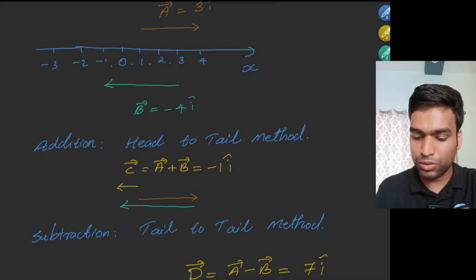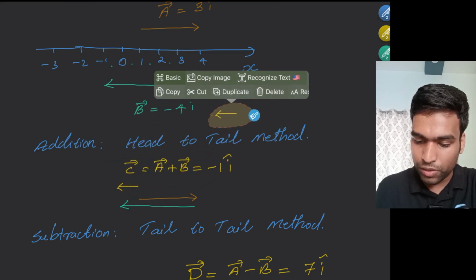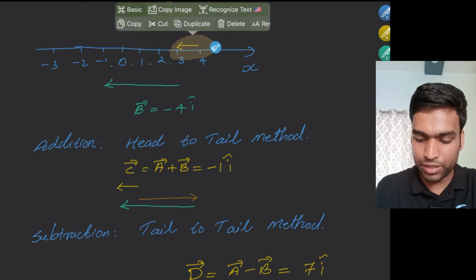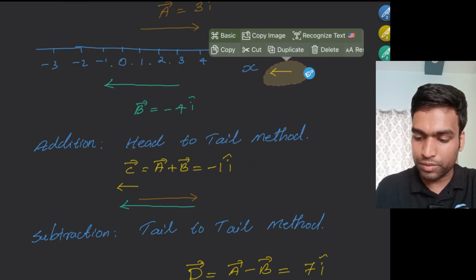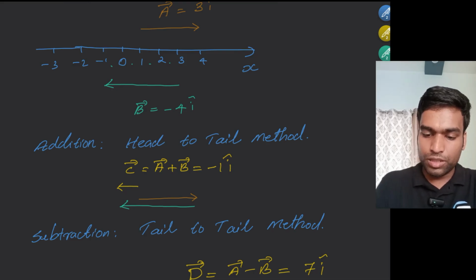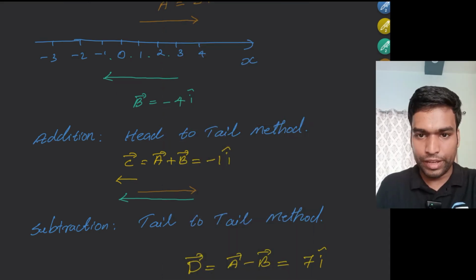So this yellow vector is actually the summation of these two vectors. So C equals A plus B equals negative 1 i cap. And clearly, if you copy this result and put it here, it will have magnitude 1 and direction negative i cap, correct? So that's exactly what is happening. Good, right? So this is the mathematical way of writing C equals A plus B equals negative 1 i cap.